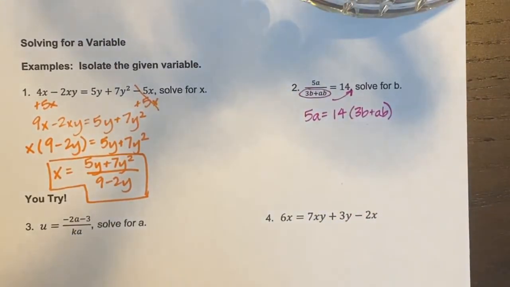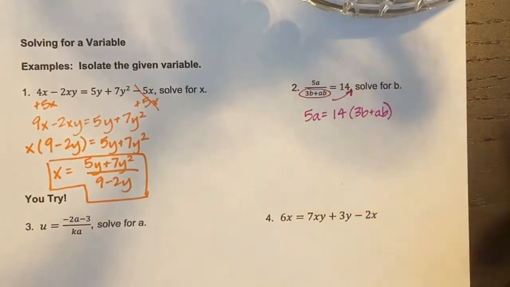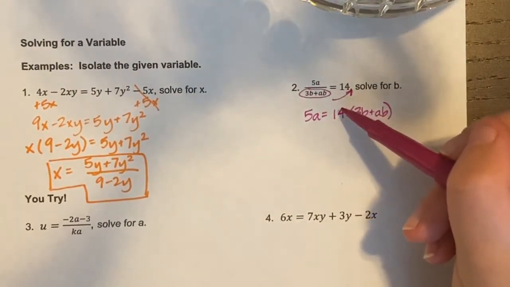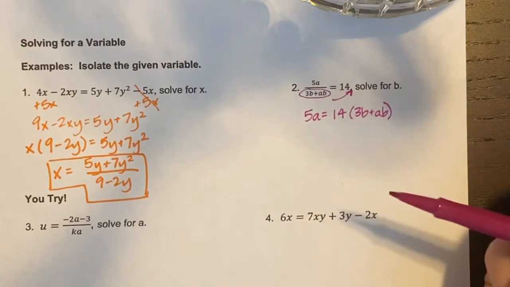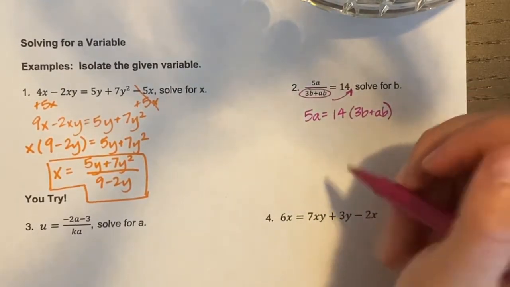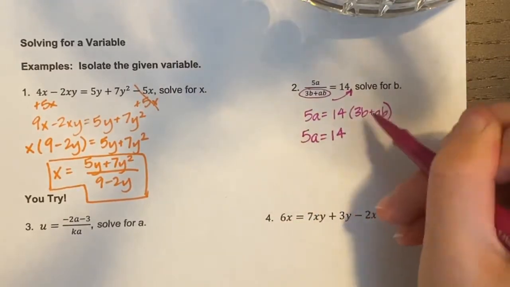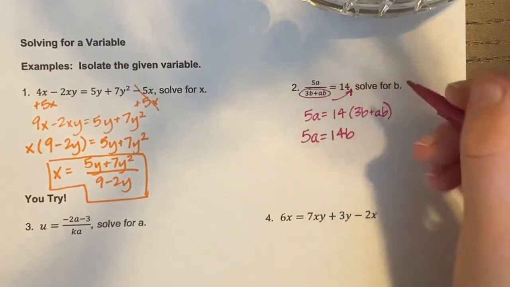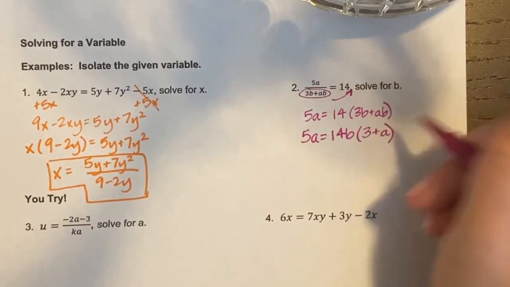Okay, so what you can do now is you can factor out a b from right here if you want to. You could also multiply the 14 in if that makes you feel better. But right now, technically 14 is kind of factored out of it. So we're going to leave it there. So 5a equals 14, and then I'm going to factor the b out of here. So it's going to go with the 14, and I'm left with 3 plus a.